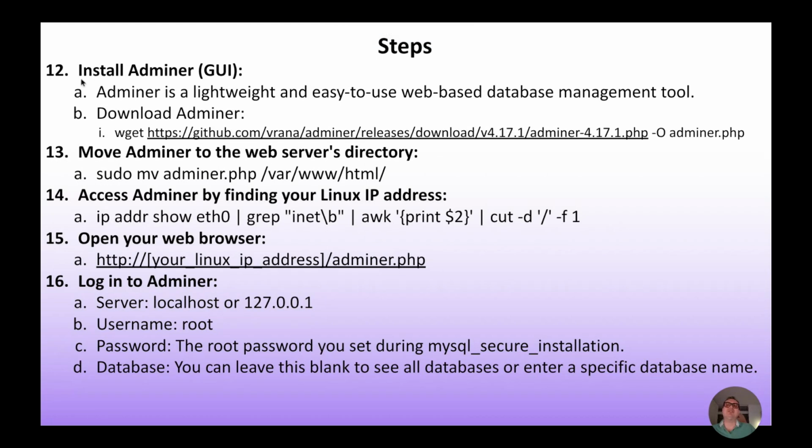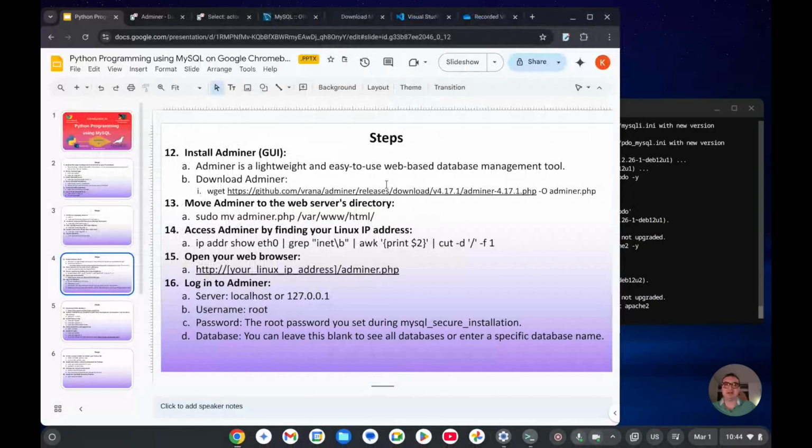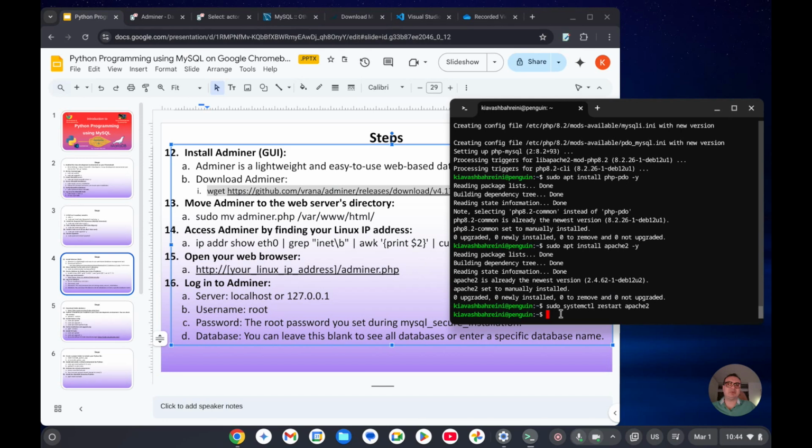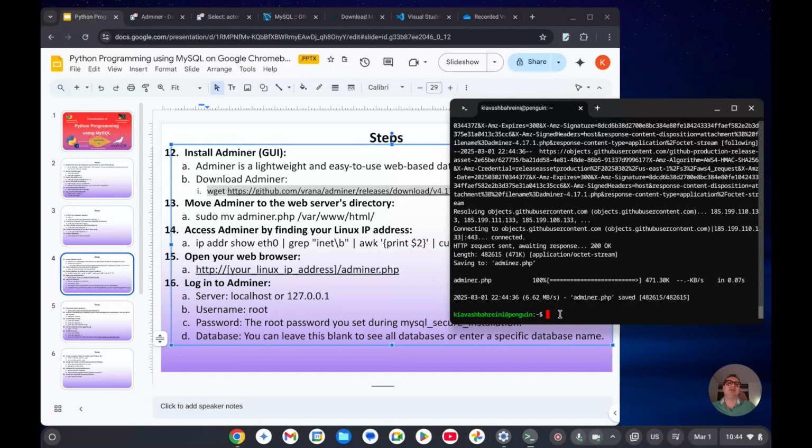Step number 12, install Adminer. Adminer is a lightweight and easy to use web-based database management tool. And we can download Adminer using wget. Wget stands for web get. So we can get adminer.php from this address and then copy it into our computer. So we are gonna copy this wget command and right click here, enter. So this has been successfully downloaded and copied.